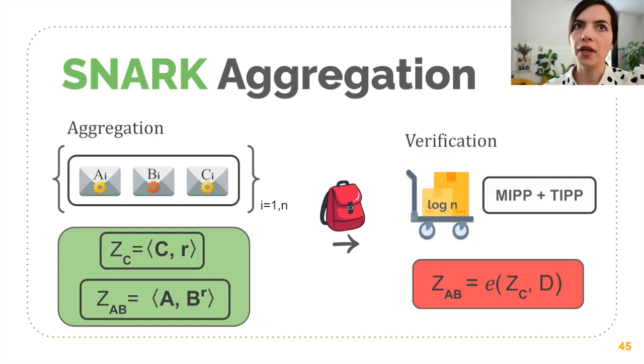Great. So what does the verification need now? It takes this logarithmic size proof that shows that ZAB and ZC are correctly generated, and those are already multiple proofs packed together in a single element, ZAB for the left side of the checking equation, and for the pairing check on the right, we just have to pair ZC, which is a first group element, with D, which is an element derived from all the statements together.